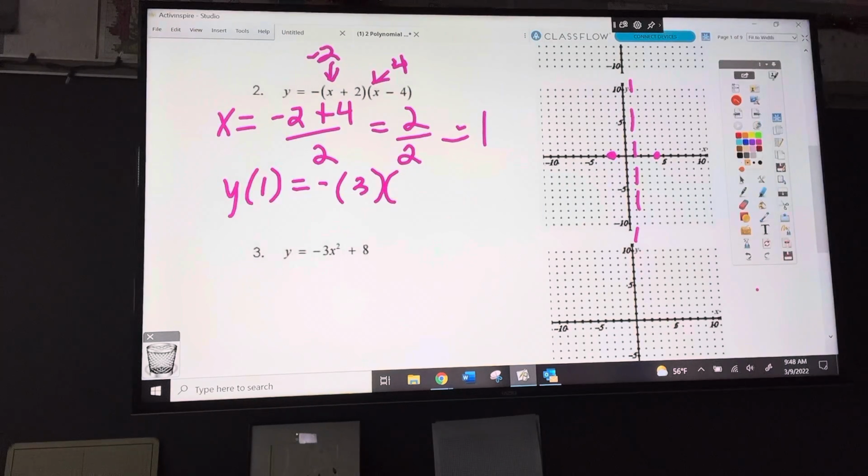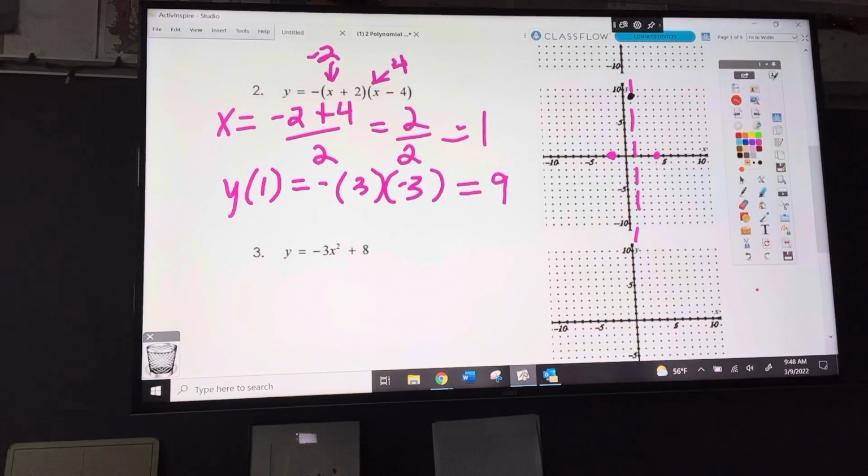What am I plugging in? 1, -3. Somebody's checking my work. Looks like I'm getting 9. Yeah. Okay, so when x is 1, y is 9. I'm going to do that in a different color so we can see it. 1, 9.